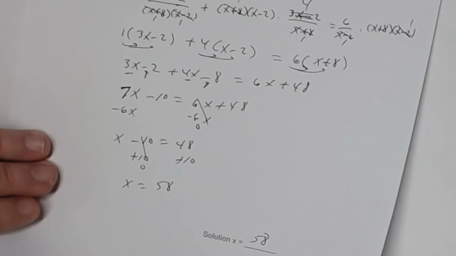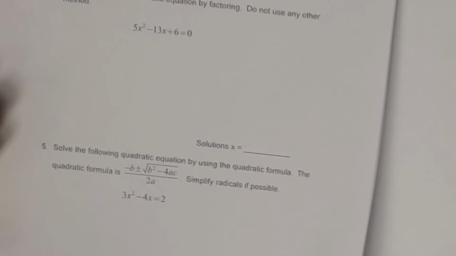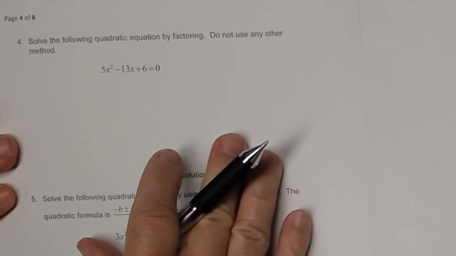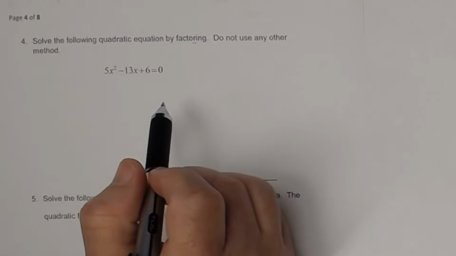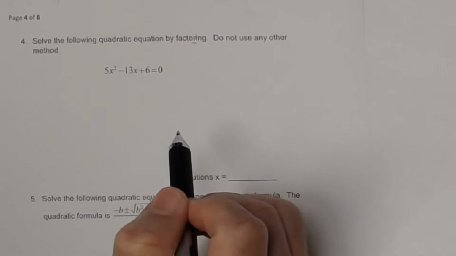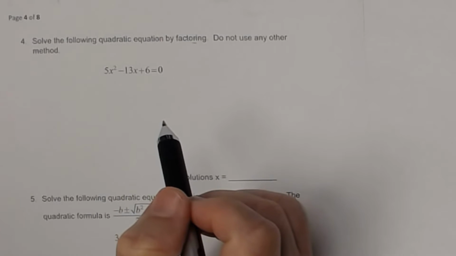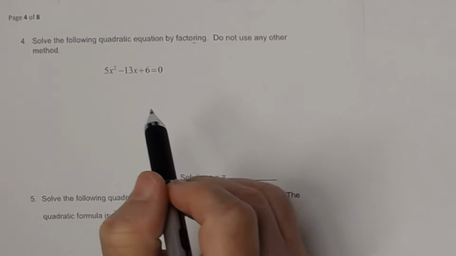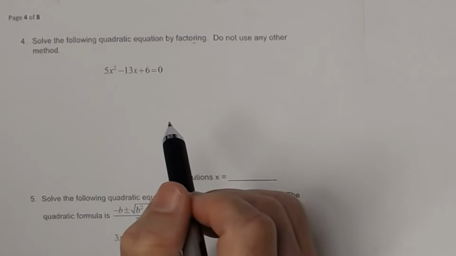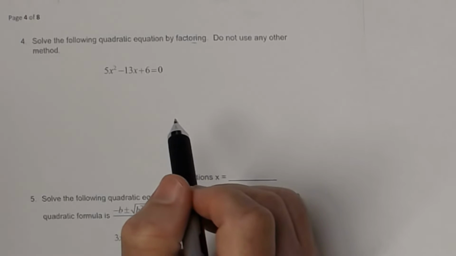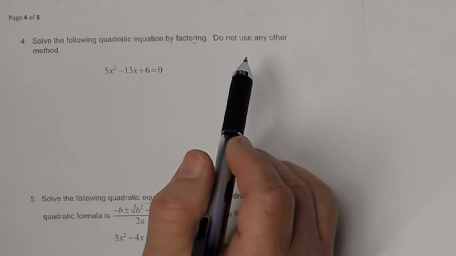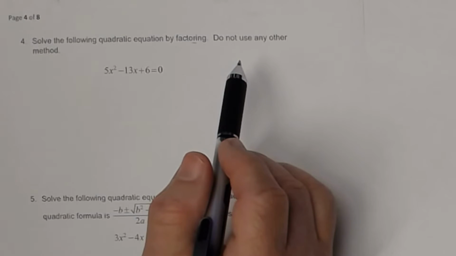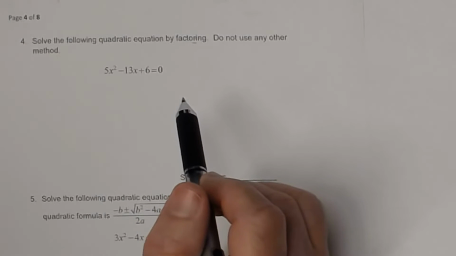All right, now let's look at number 4. So number 4, now always read the directions. The direction says solve this quadratic equation by factoring. So if you use the quadratic formula, you would not have gotten any points because that's not what I was asking you to do. I needed to see if you could solve this quadratic equation by factoring. All right, so always follow directions. And I even told you to not use any other method, and some students still do. So whenever you don't follow directions, you don't get any points.